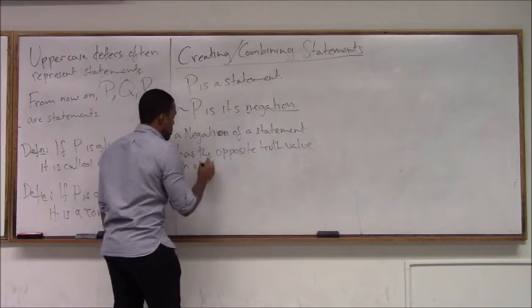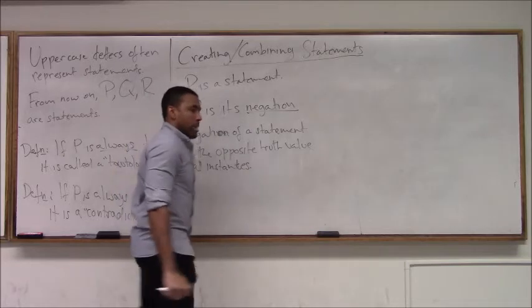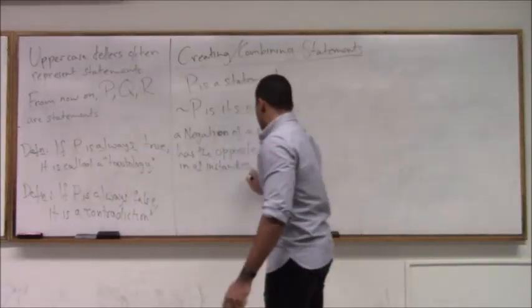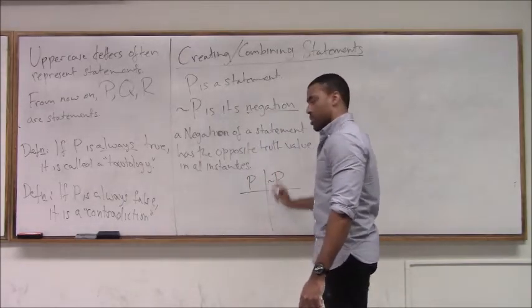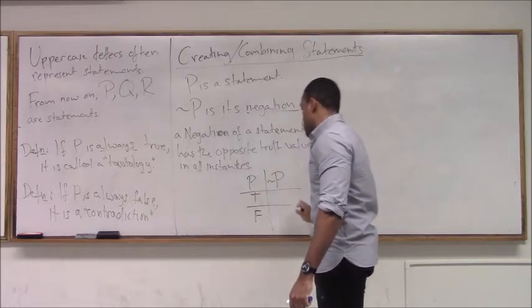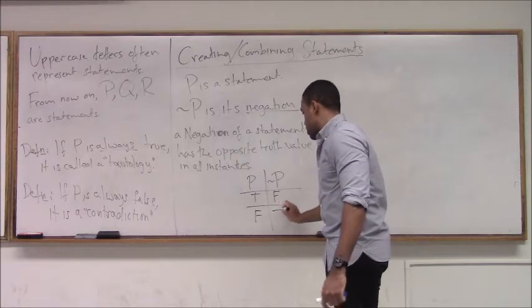In all instances. So it's literally going to be the statement that whenever P is true, it is false. If P is false, it is true, etc. So if I have P, I can write this down in a truth table. This is what's called a truth table. I can say P can be true or it can be false. There are no other possibilities. If P is true, this is false. And if P is false, this is true.